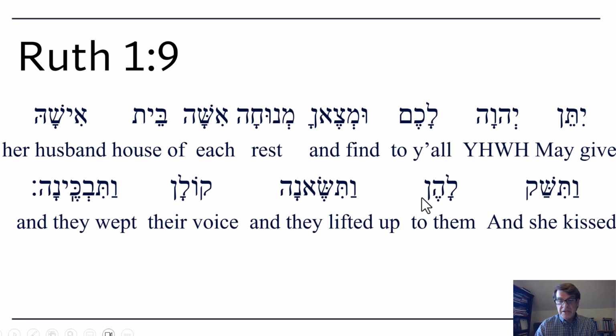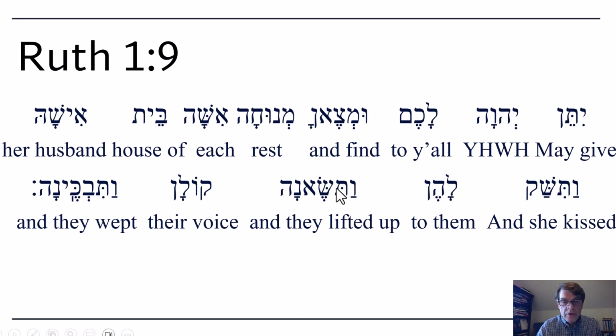And she kissed them. She didn't kiss to them. I assume this is a real kiss. It's just an idiomatic, you know, to kiss to someone. And then they, so here we have the tav again. So it's still third feminine, but the na on the end, it's third feminine plural. This is third feminine singular, and then these two are third feminine plural. This is also a first nun. Boy, we've got a lot of assimilation going on here.